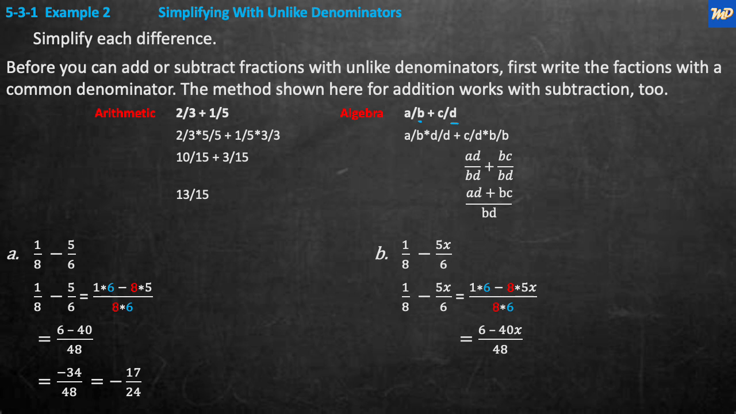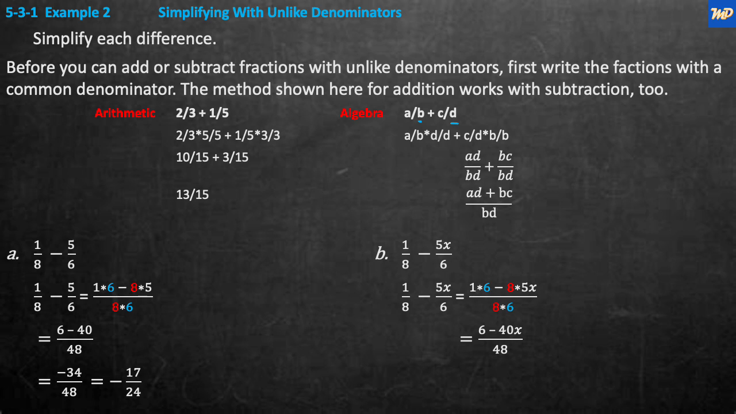Arithmetically, here's what it looks like. 2/3 plus 1/5. We're going to multiply the 2/3 by 5 over 5, which is the denominator of the second fraction. And the second fraction, the 1 over 5, we're going to multiply by 3 over 3, which is the denominator of the first fraction. So it's kind of like a cross multiplication thing going on there, right? So 2/3 times 5 over 5 and 1/5 times 3 over 3, the alternate denominator.